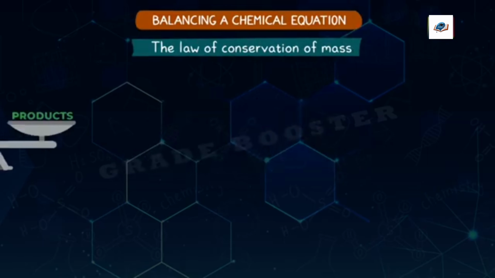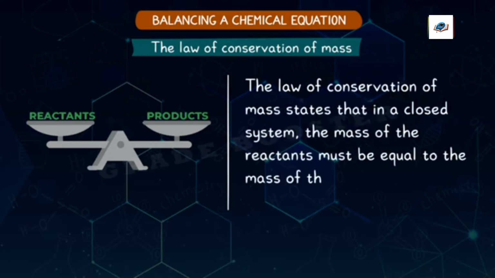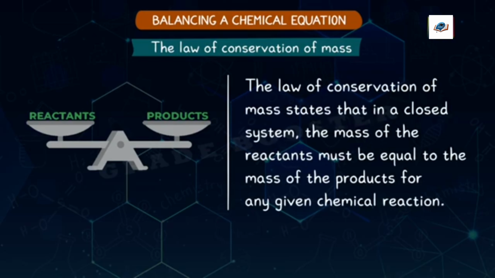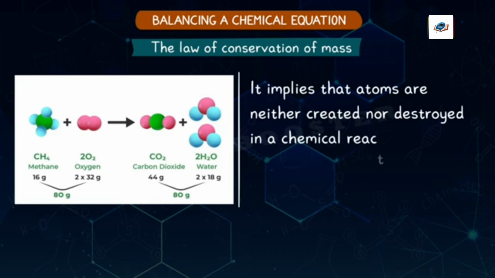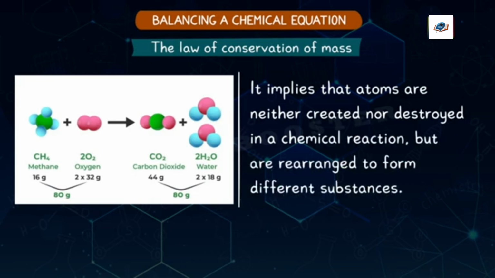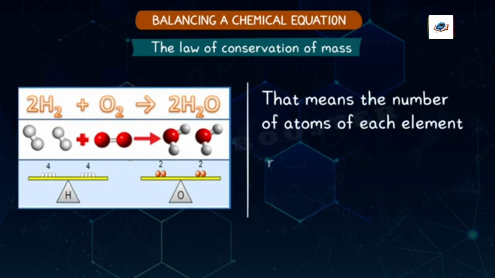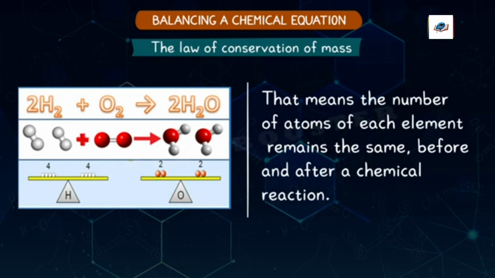The law of conservation of mass states that in a closed system, the mass of the reactants must equal the mass of the products for any given chemical reaction. It implies that atoms are neither created nor destroyed in a chemical reaction, but they are rearranged to form different substances. That means the number of atoms of each element remains the same before and after a chemical reaction. So we need to balance a skeletal equation to present it properly.